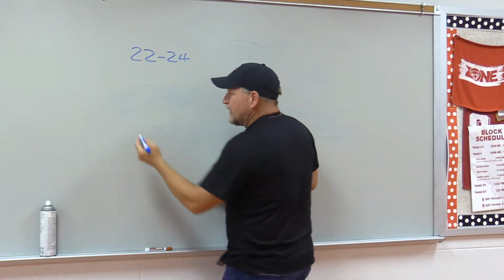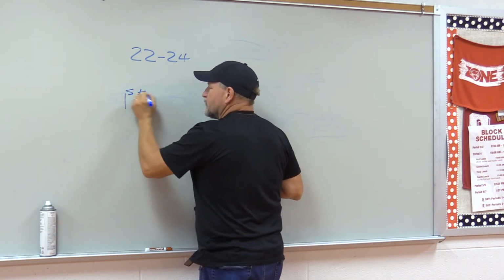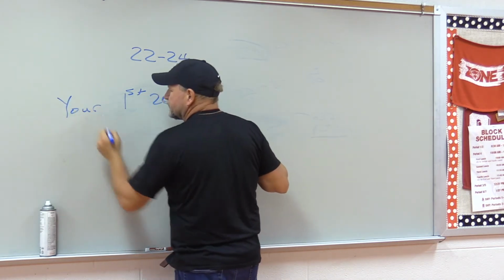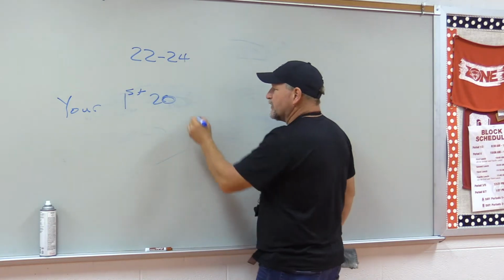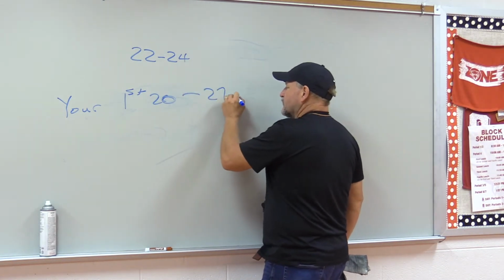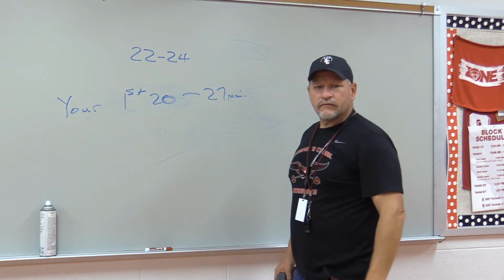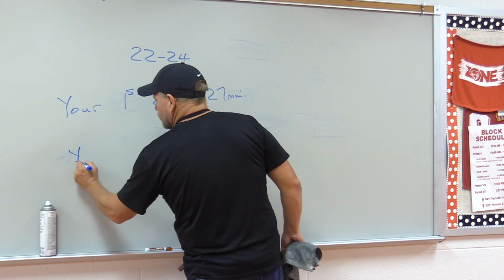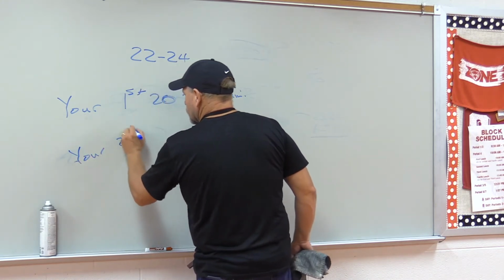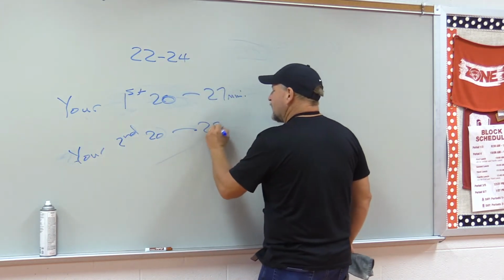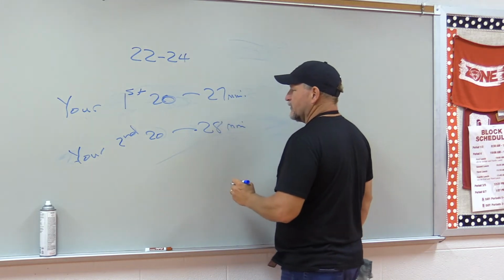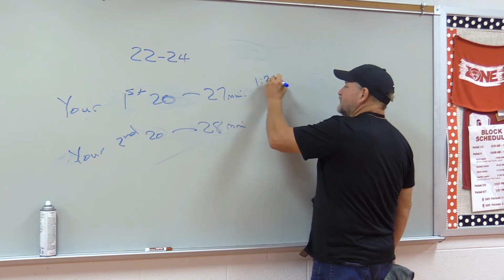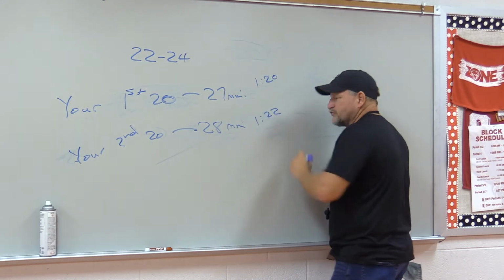Let's do it like this. If I took my first 20, or let's say your first 20, because it's going to be your test. Your first 20, I want to take 27 minutes to get those done. Then I'm going to take your second 20. I'll take about 28 minutes to get those done. Yeah, you can do the math and figure out. Basically, it's about 1 minute and 20 seconds here, about 1 minute and 22 seconds here.